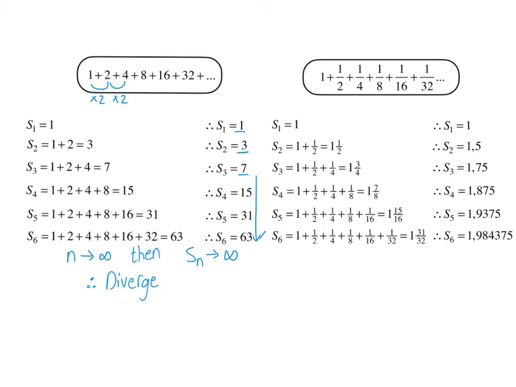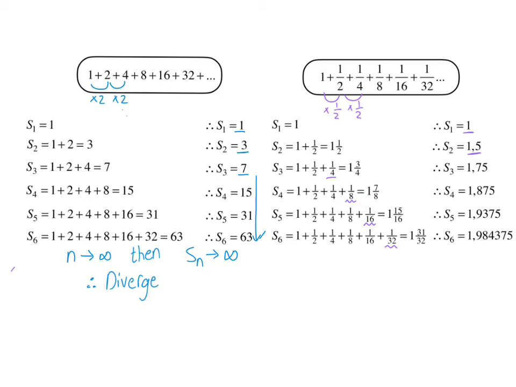Now let's have a look at another series. This is also a geometric series, but this time the constant ratio is a half. Once again, if we start with our first term, the sum is 1. Then we add a half, so it becomes 1.5. Then we only add a quarter. And then as we keep adding, the value we add gets smaller and smaller because we multiply by a half.